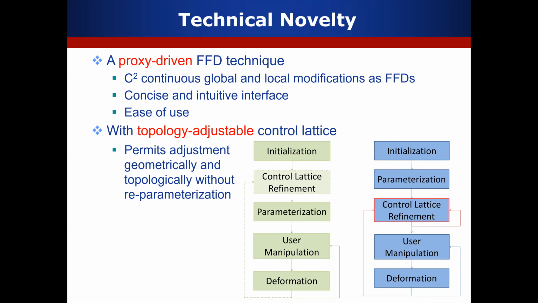Our technique allows local topology changes of the proxy after parameterization, which is not available for most FFD methods or even cage-based deformation. This actually changes the workflow of the conventional FFD. As shown in this figure, every time the control lattice performs refinement of the topology, the conventional FFD needs to recalculate the parameterization, which implies starting a new FFD. By contrast, our method permits adjustment of the control lattice both geometrically and topologically without the need of reparameterization.